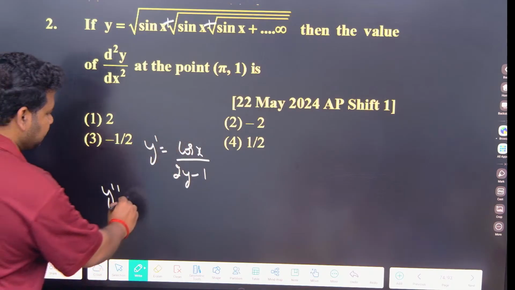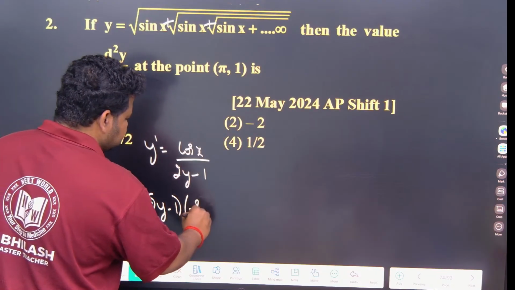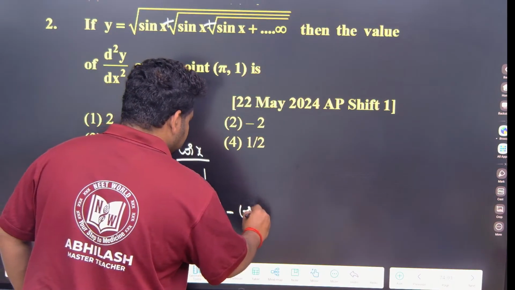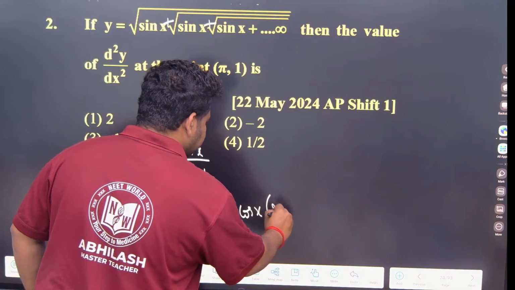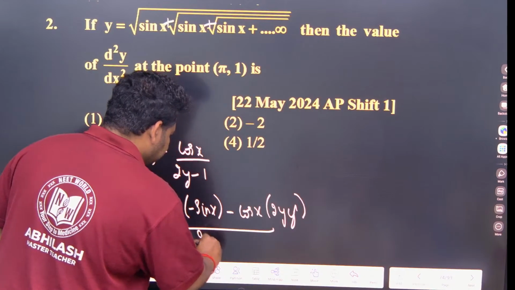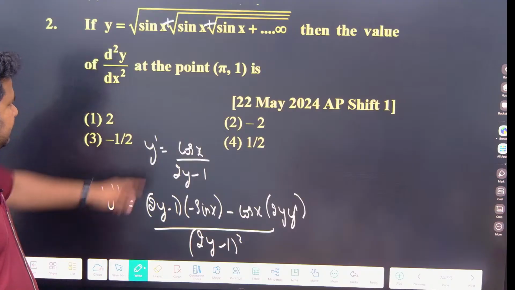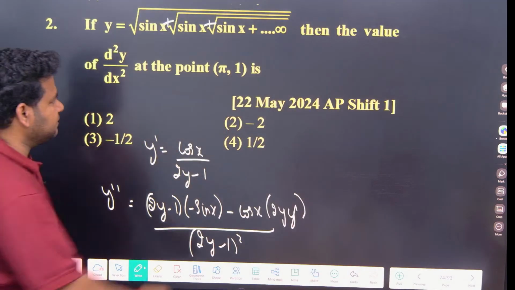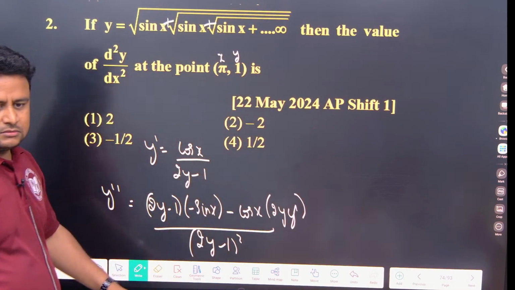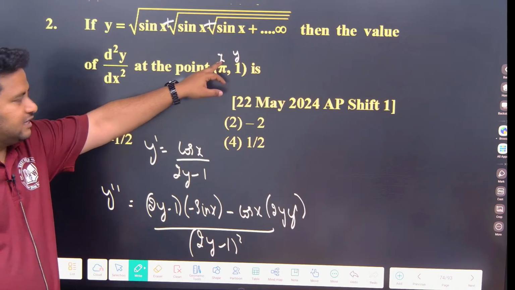So, double derivative here will be 2y minus 1 into the derivative of cos x, which is minus sin x, minus cos x into the derivative of 2y minus 1, which is 2y dash, divided by 2y minus 1 whole square. Now observe carefully, they are asking at pi comma 1: x is pi, y is 1.